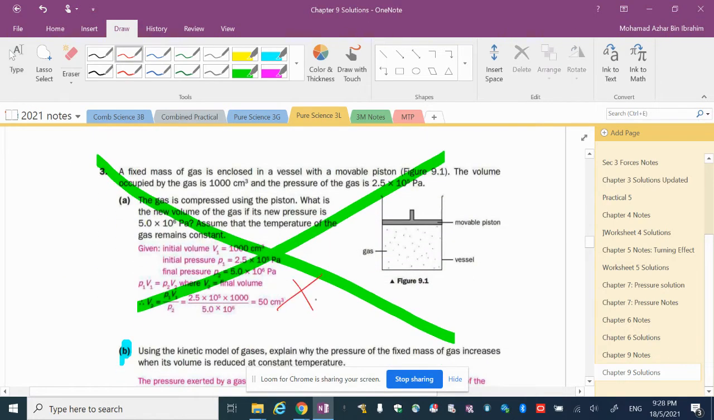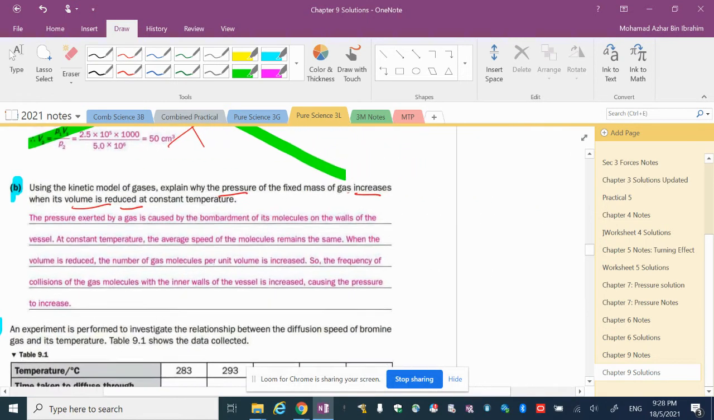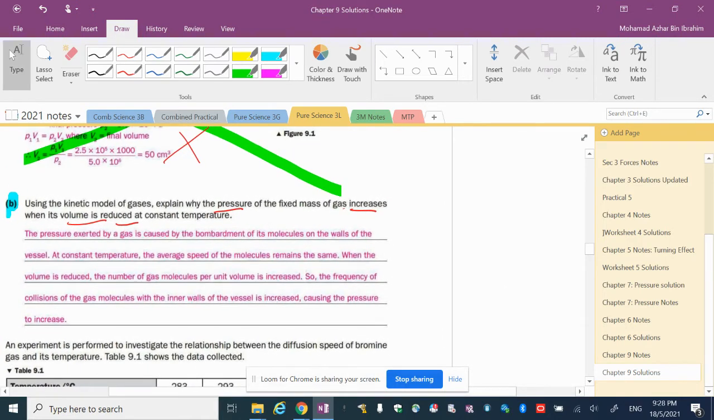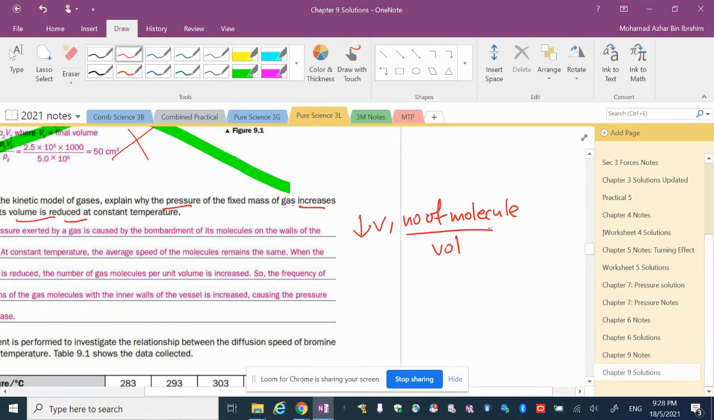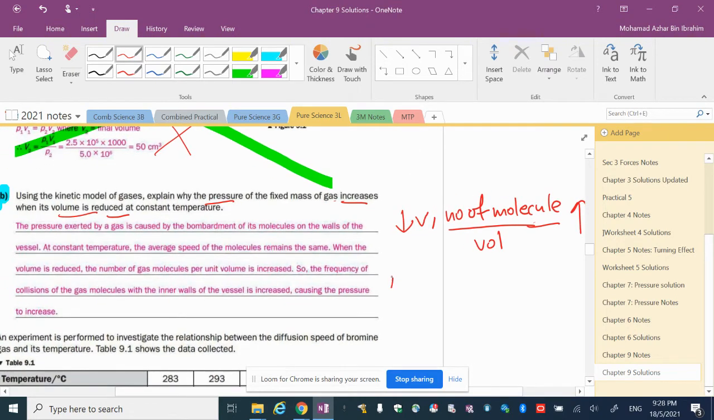Again, calculation question no longer in syllabus. This one is quite standard. Why does pressure increase when volume is reduced? All right. The reasoning is a bit all over the place for this question, so just follow my train of thought. When I decrease volume, because the volume decreases, I should have more molecules per unit volume in the same amount of space. Because of that, I will hit more frequently.